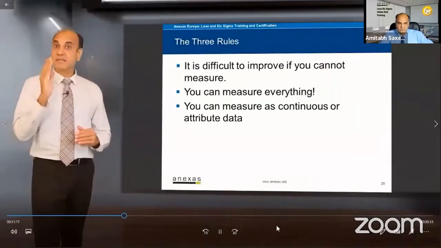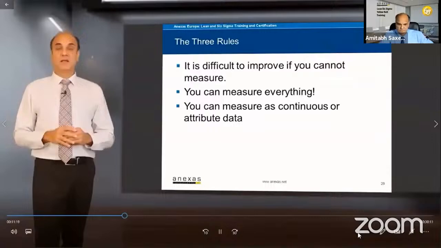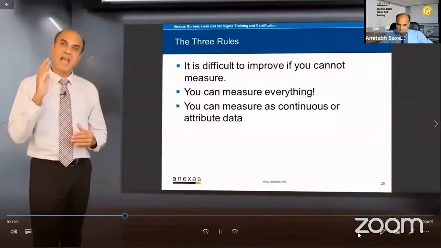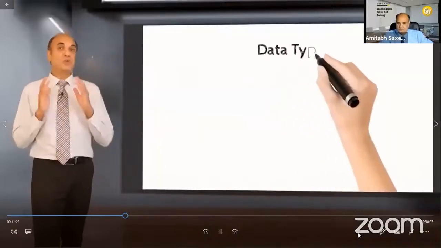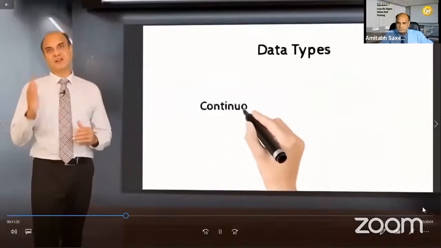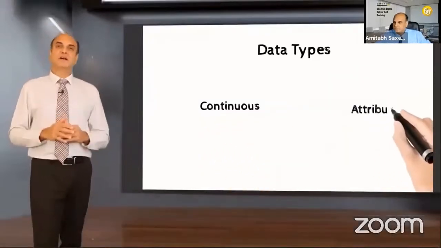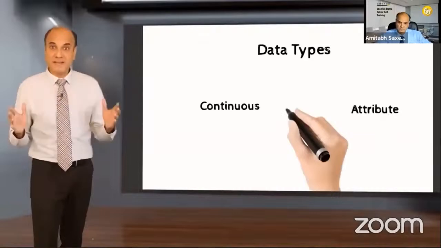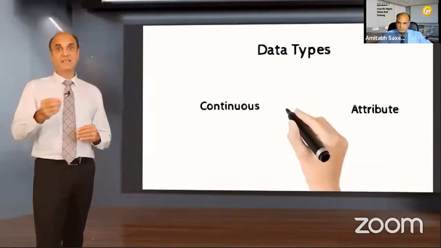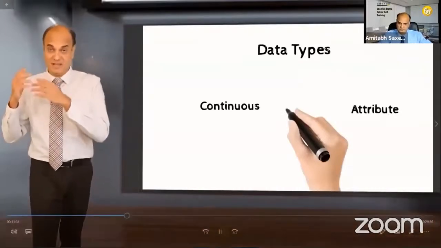Then probably it is attribute data. Now let me tell you, how can you measure anything? There are 2 types of data, continuous data and attribute data. Continuous data can be represented on a number line. It can have a decimal place. It can also have a unit.